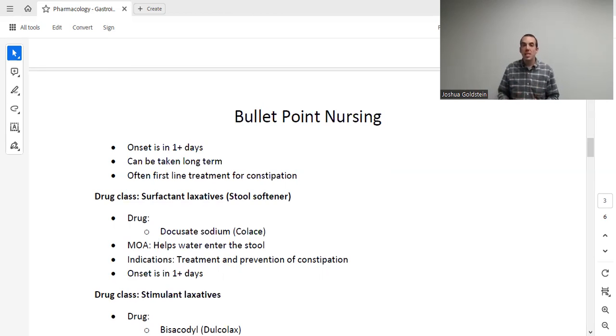Again, this one takes more than a day to work, so don't tell the patient, here, take this, and within 6 hours you should have a bowel movement. Doesn't work that way. It takes 1 or more days till it works.